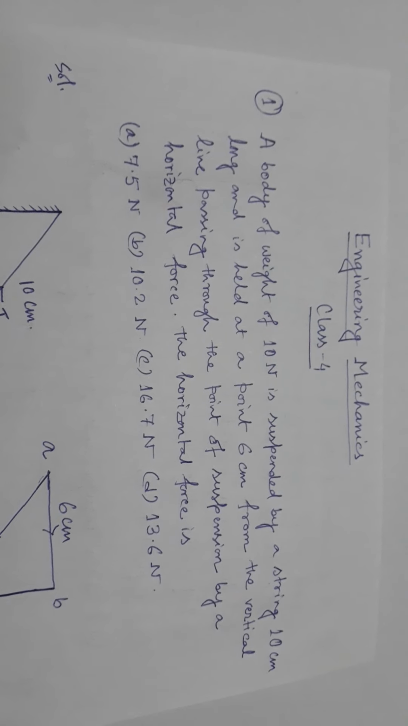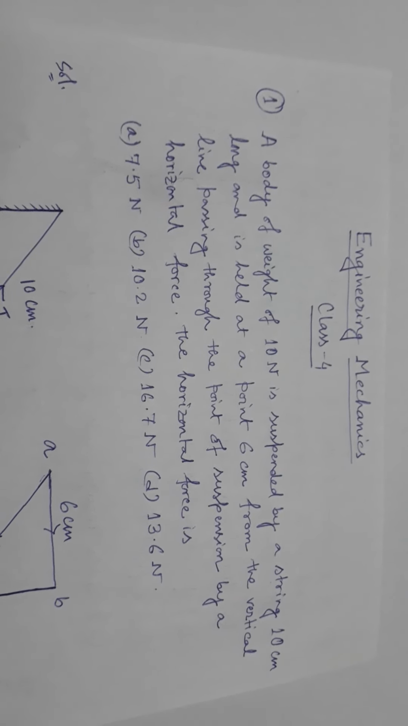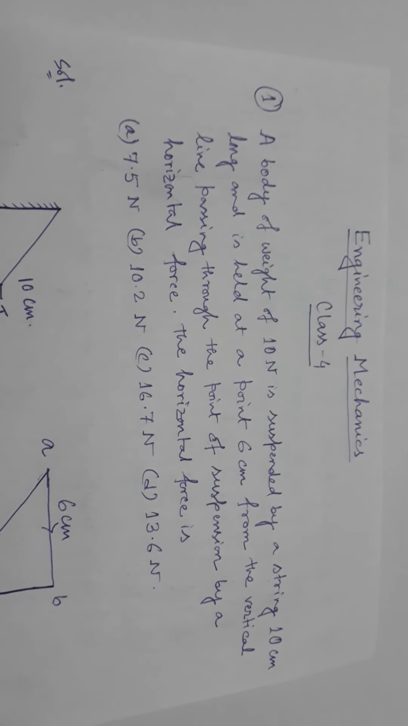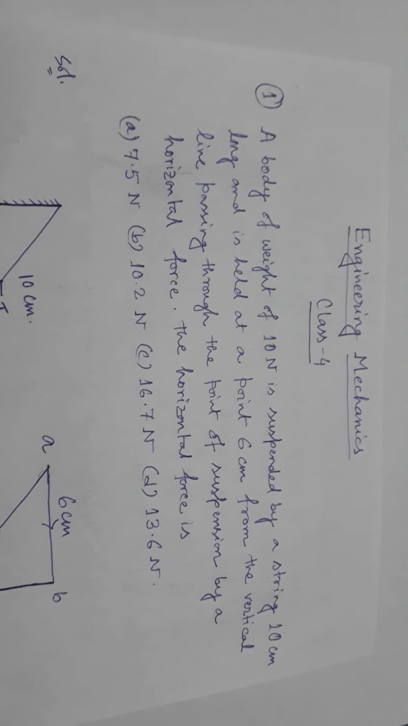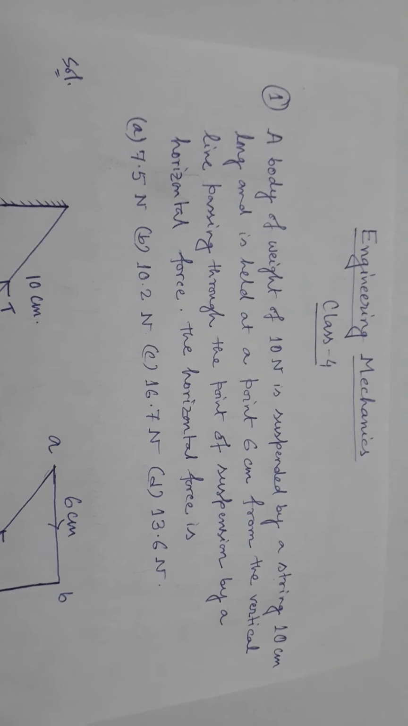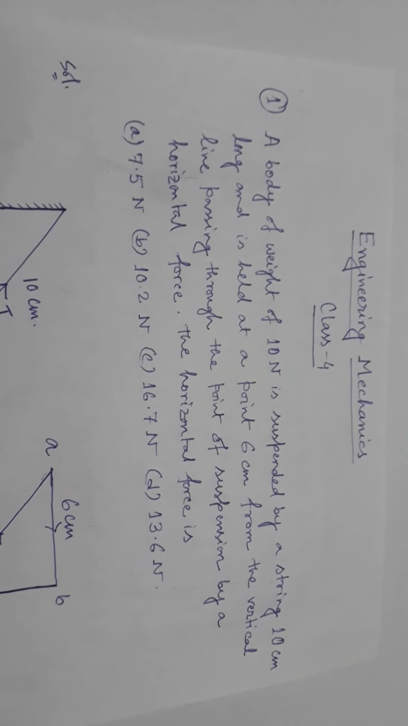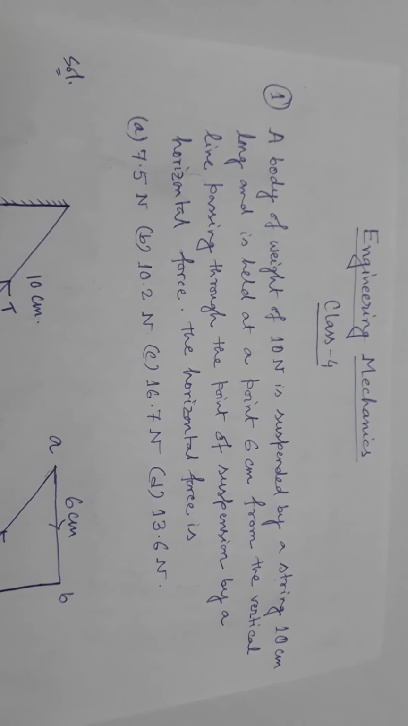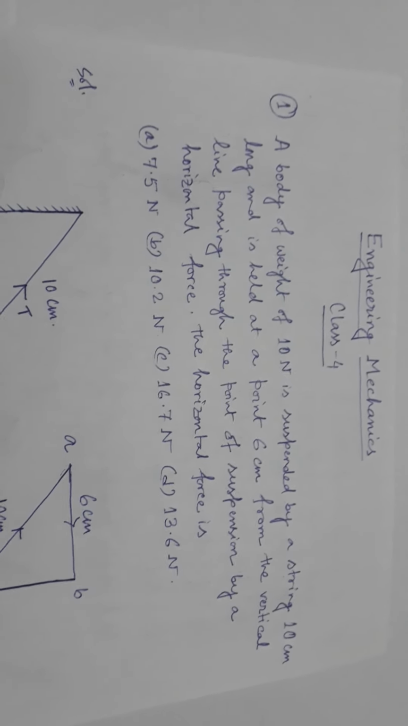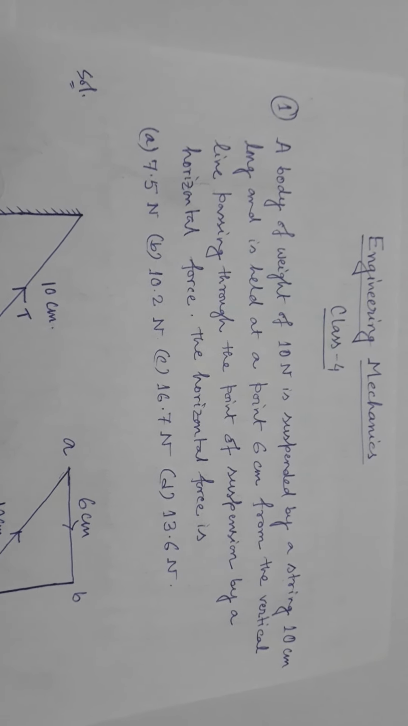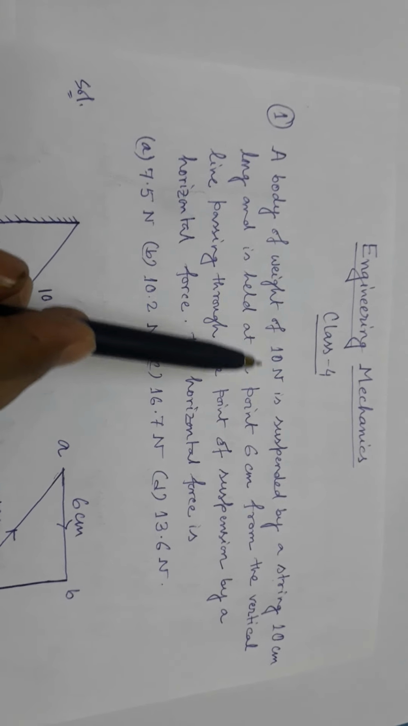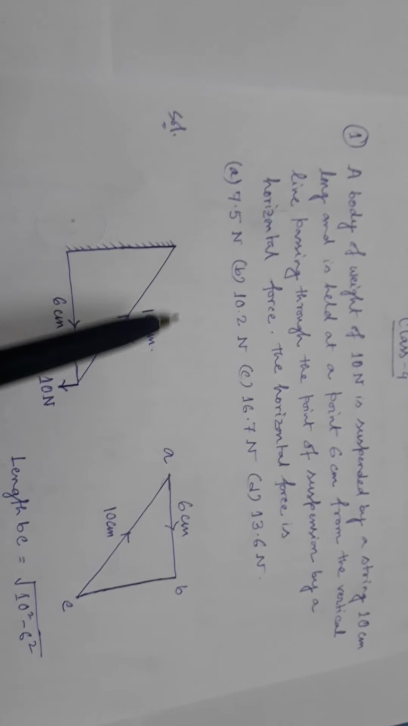A body of weight 10 Newton is suspended by a string 10 centimeter long and is held at a point 6 centimeter from the vertical line, passing through the point of suspension, by a horizontal force. The horizontal force is, there are four options. So what does the problem say? A body of weight 10 Newton. So this is the main diagram.